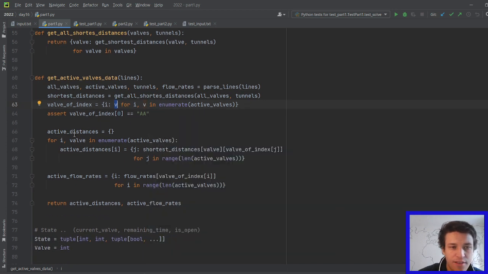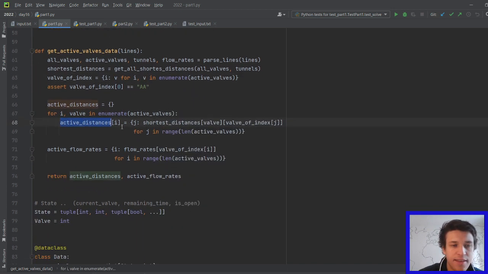And then we'll, for example, define these active distances as taking two indices as inputs, and then it just gives us the shortest distance between the first valve and the valve corresponding to the second index.